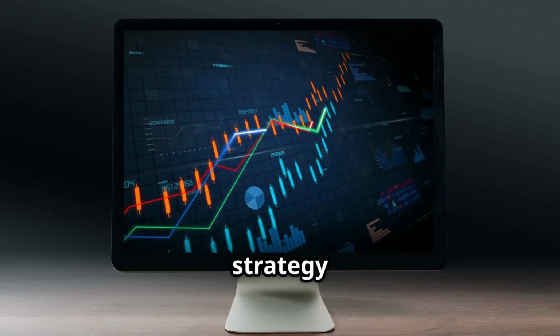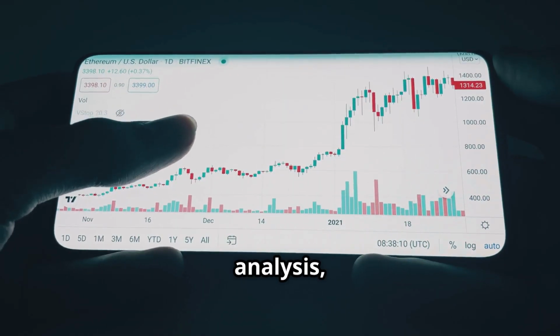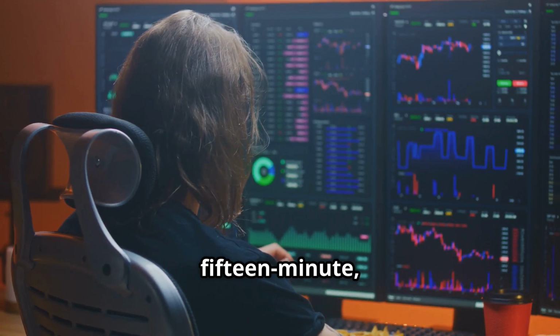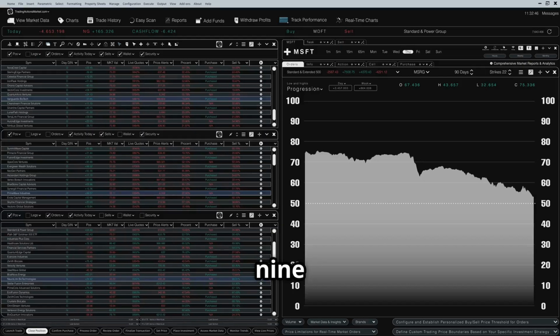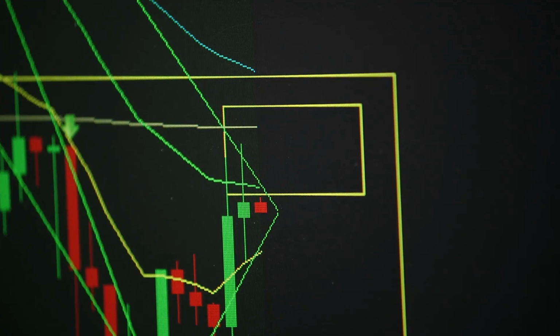Now let's dive into strategy components. First, frameworks to anchor you. Start with a top-down analysis beginning with daily and weekly trends. Then zoom into 15-minute, 5-minute, and even 1-minute charts for your entries. Use EMA 9 and 21 or VWAP intraday to determine direction.